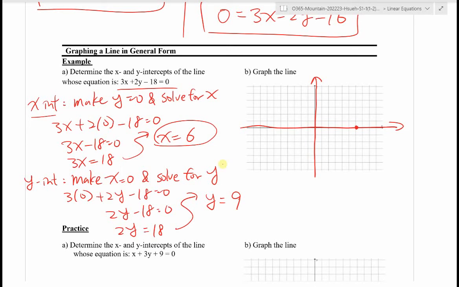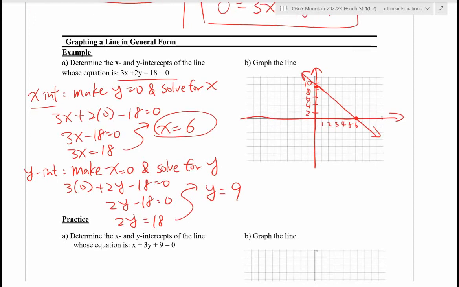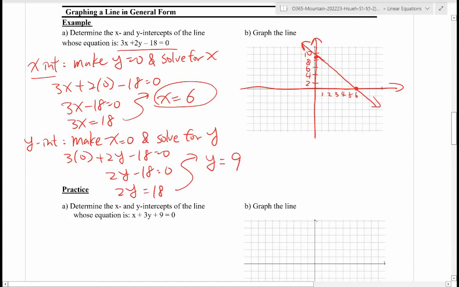Because I don't have enough room, I'm going to scale this so that each line is worth 2. So 2, 4, 6, 8, that's 10. So 9 will be halfway between 8 and 10. And then that's 1, 2, 3, 4, 5, 6. Now I can connect the points, and there is my graph. Actually, graphing a line in general form is not too bad. You just need to find the x and y-intercepts. So there's a practice question for you to try. Good luck.